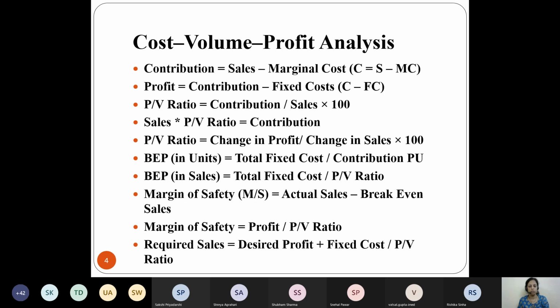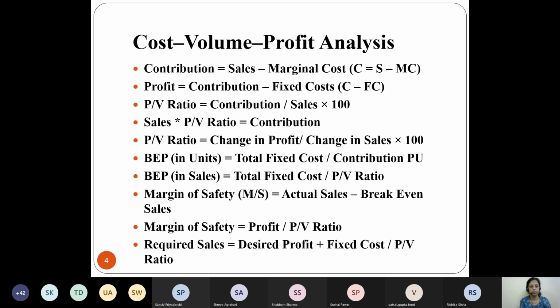Now next is PV ratio. Now understand the significance and meaning of PV ratio. So first, what do you mean by PV ratio? Profit volume ratio. As I have told you, in marginal costing we carry out cost volume profit analysis because there is a mathematical relationship in these three variables. If you change the volume, your cost will change, your profit will change. So these three variables are interlinked, and so we calculate the profit volume ratio.